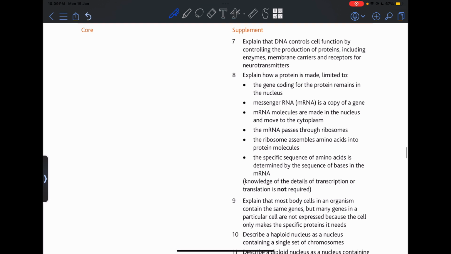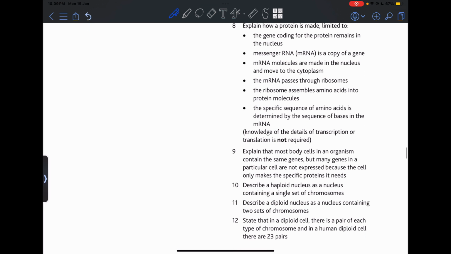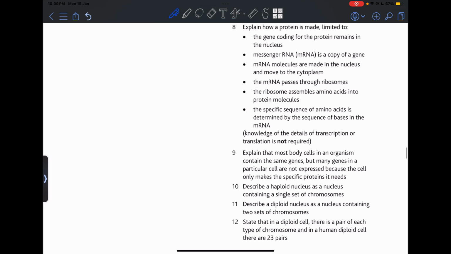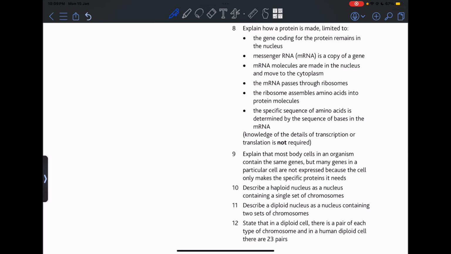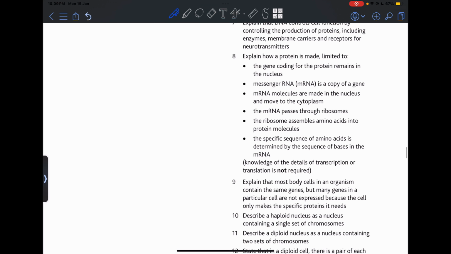Explain how a protein is made, limited to the gene coding for the protein remains in the nucleus. Messenger RNA, mRNA, is a copy of a gene. mRNA molecules are made in the nucleus and move to the cytoplasm. The mRNA passes through ribosomes. The ribosome assembles amino acids into protein molecules. The specific sequence of amino acids is determined by the sequence of bases in the mRNA. You are not required to know about transcription or translation.